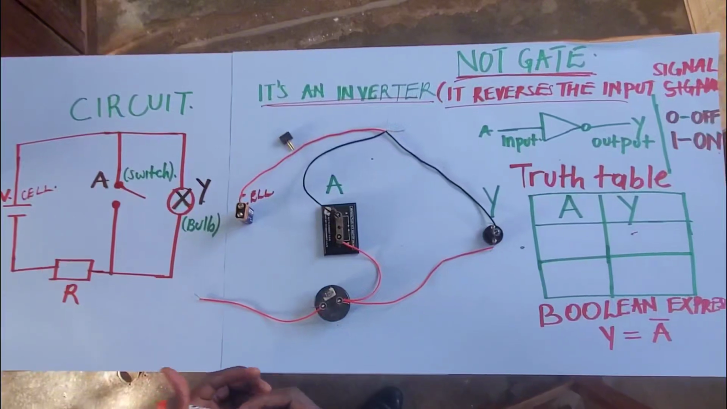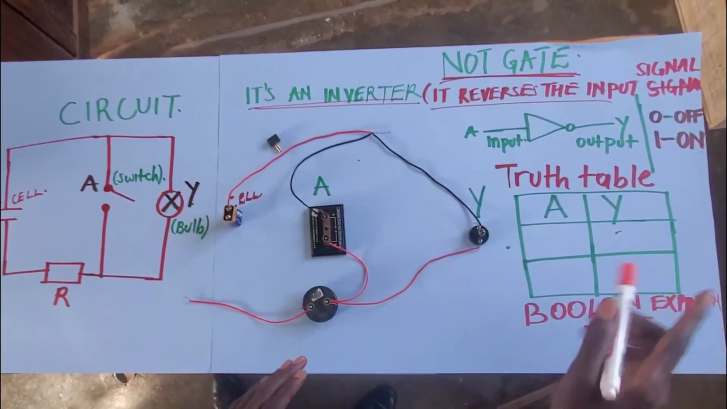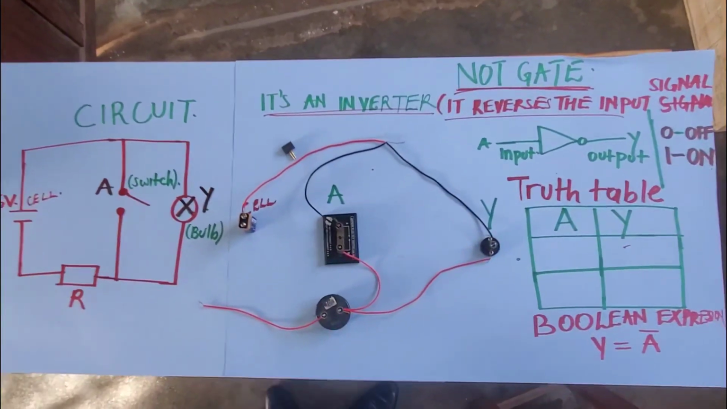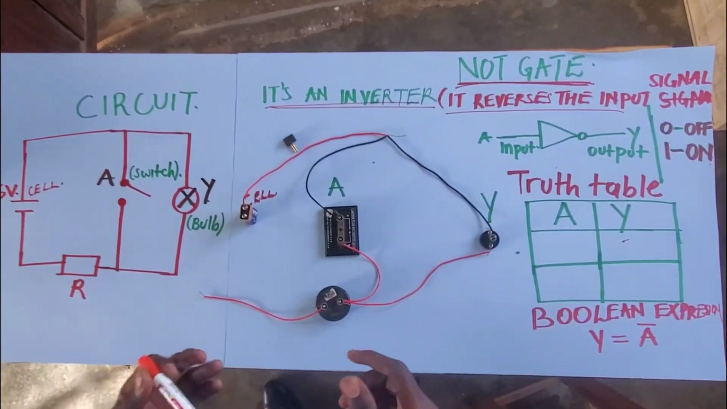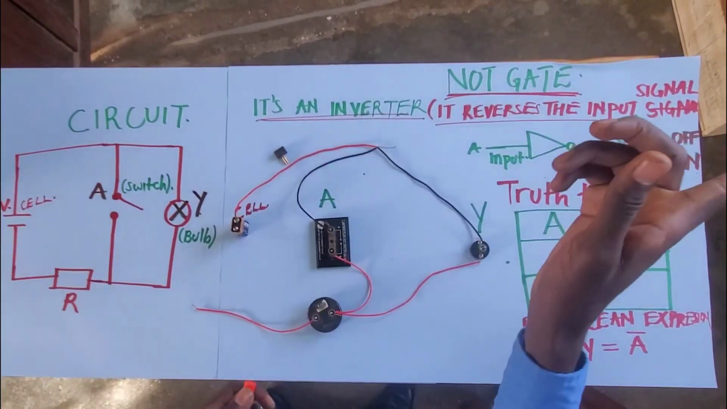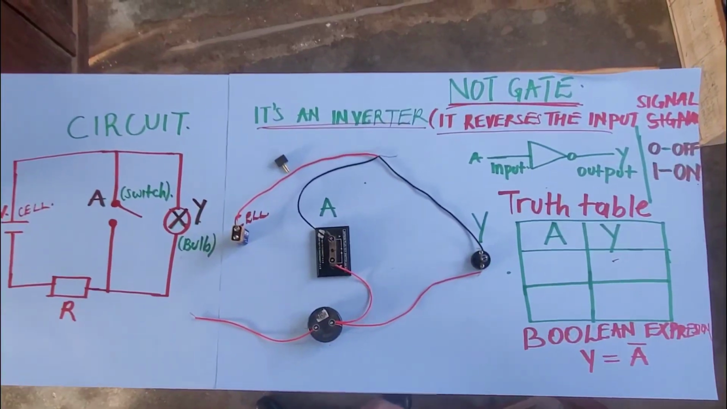For a NOT gate, when you switch on, the NOT gate goes off. If you switch off, the NOT gate goes on. Just imagine you go home and you want to switch on electricity. When you switch on electricity, the bulb goes off. When you switch off, the bulb goes on. That's how a NOT gate works.